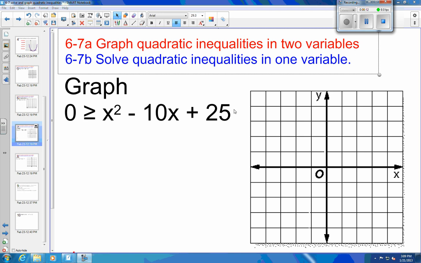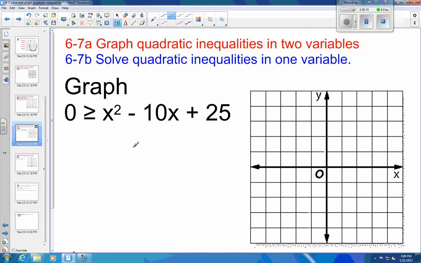I see that the square root of 25 is 5, and 5 times 2 is 10, so I know that this is a perfect square. So I know that this is going to be (x minus 5) squared. And since it's only got one root, it's only got one solution. The solution is going to be at 5. 1, 2, 3, 4, 5. Solution is going to be at 5 right there.